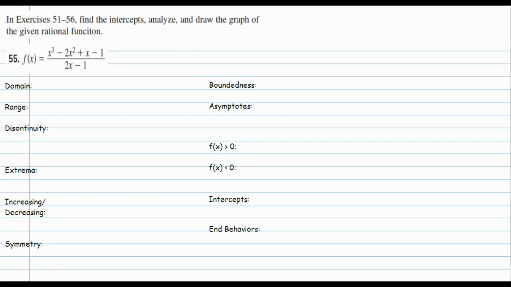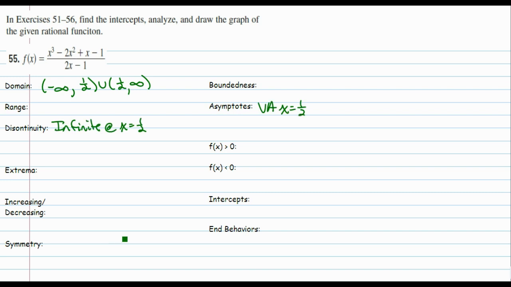The now try problem is number 55. Again, the numerator is hard to factor out, but I know that 1/2 cannot be in the domain because it makes the denominator 0. 1/2 will also not make the numerator 0, so 1/2 is an infinite discontinuity as well as a vertical asymptote.